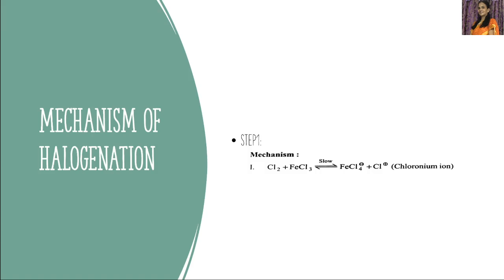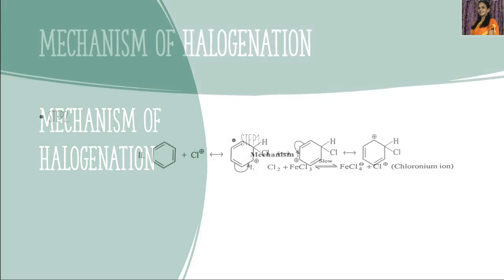So how is it obtained? This chlorine Cl2 molecule gives one Cl minus, that is, a heterolytic cleavage of the bond takes place, and we will get a Cl plus ion, and the Cl minus forms a bond with FeCl3 to form FeCl4 minus. So this is step 1. In this step 1, the chloronium ion, the electrophile required for the chlorination of benzene, is produced.